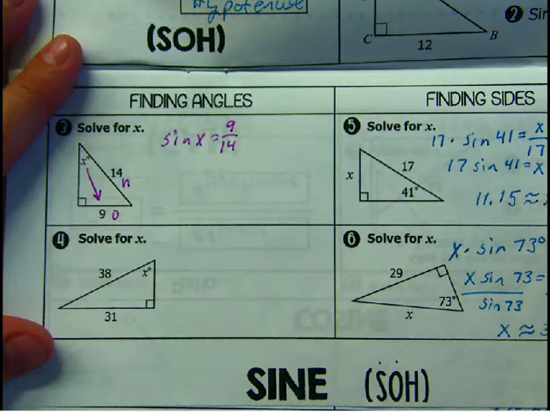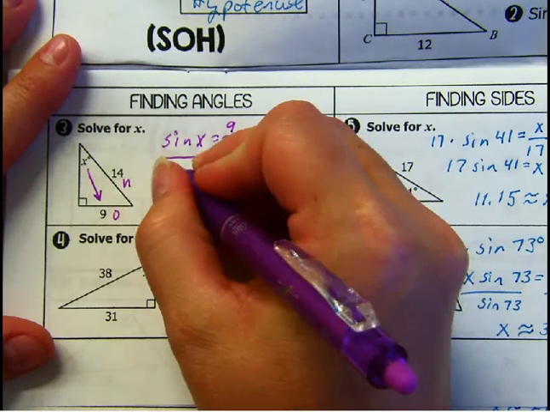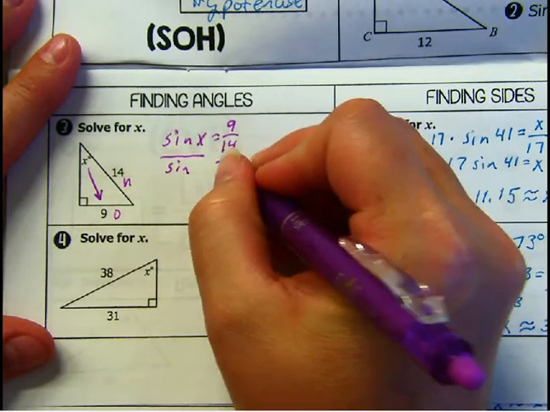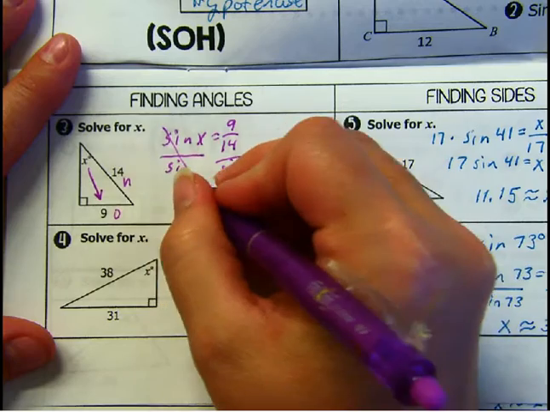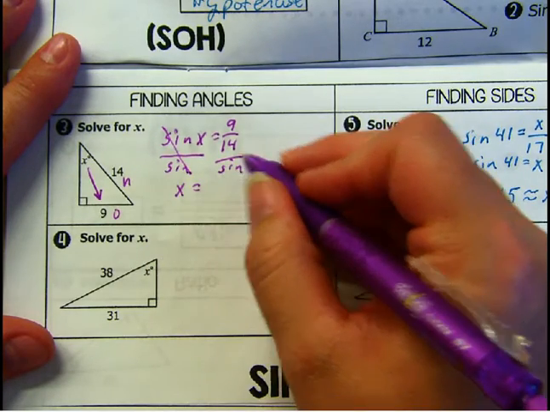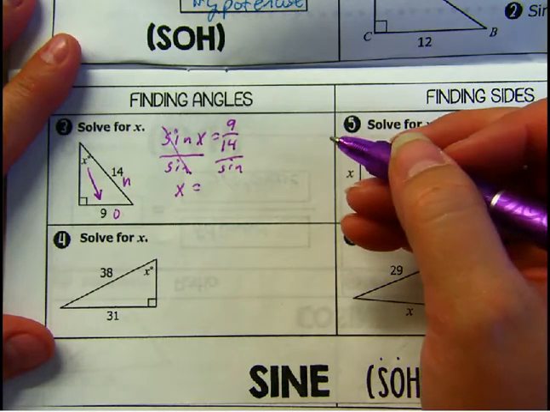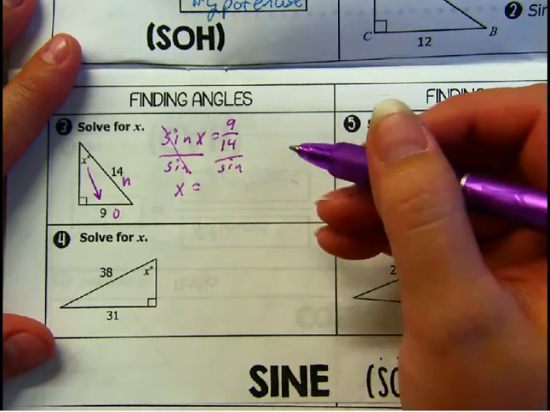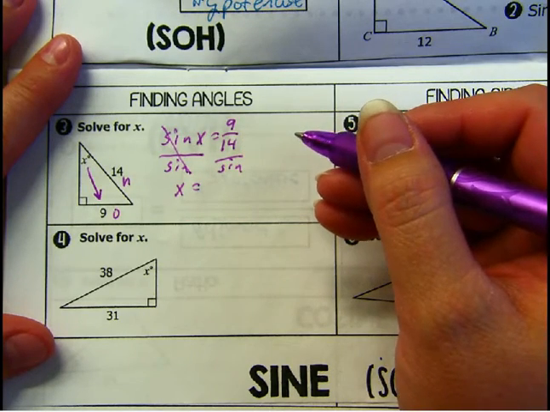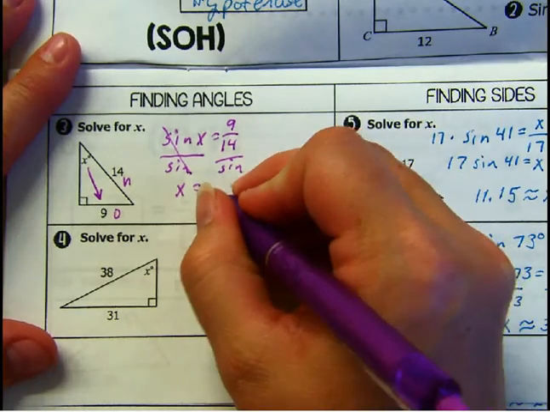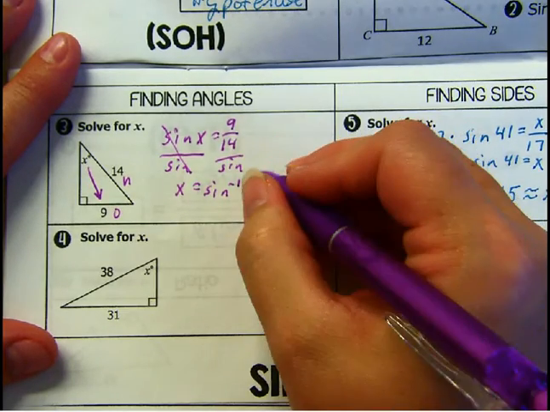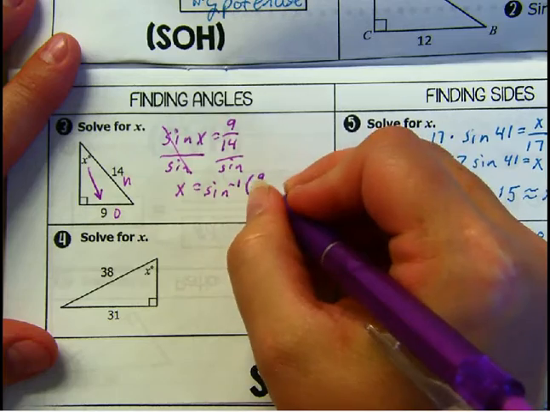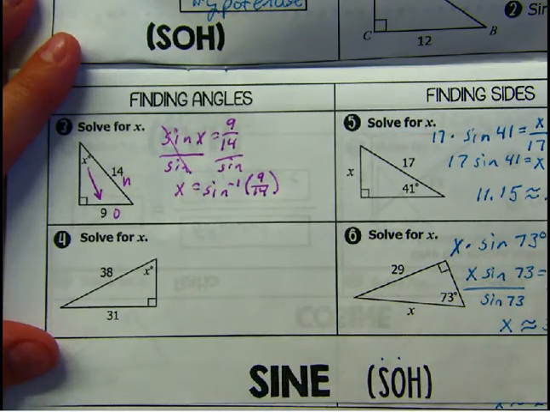So in order to solve for x here, if you remember, we're going to essentially be dividing by sine on both sides, so we get x by itself. So we get x equals, we can't leave sine on the bottom by itself, so we're going to move it back up to the top. In order to do that, we're going to use the -1 exponent. So this is going to be sine to the -1 of our fraction, which is 9 over 14. So then we're going to punch that into our calculator.